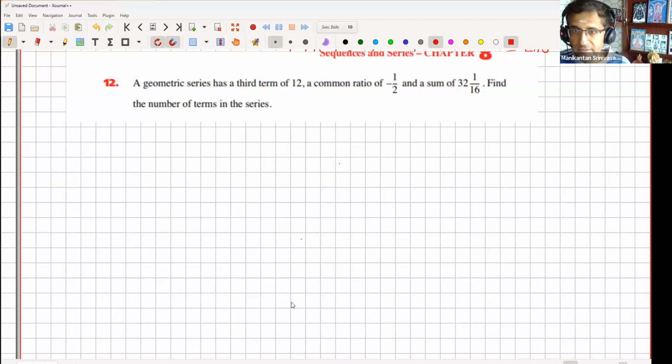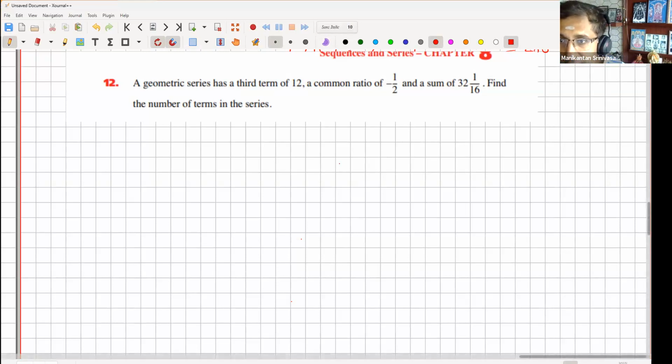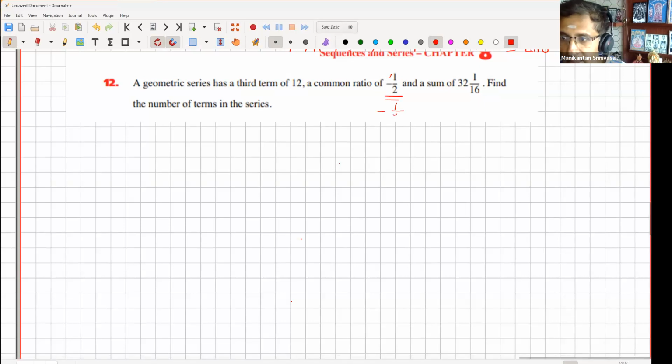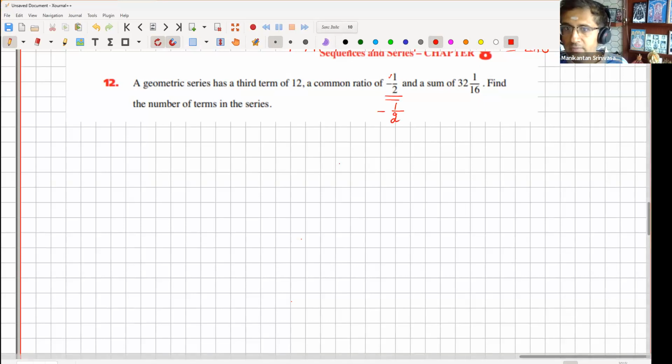Common ratio is minus half. So when I first read it, I read it as half, the fraction, and this is minus half. I hope people notice the negative sign. Did anyone not notice? Like me initially? No, sir, we got it. Okay.